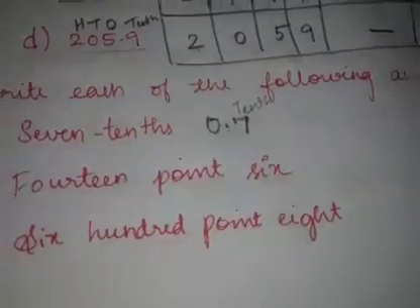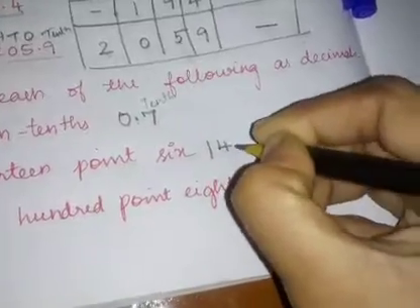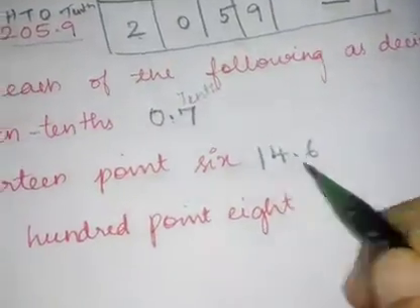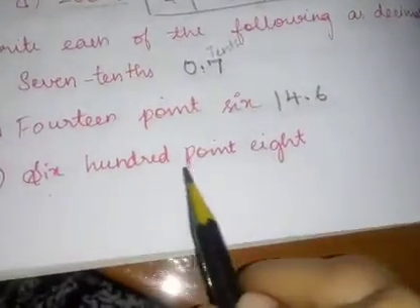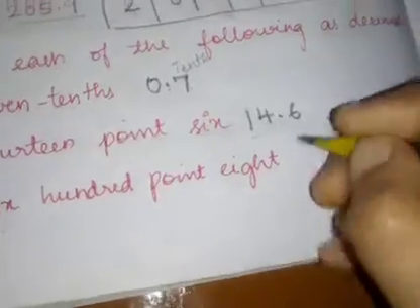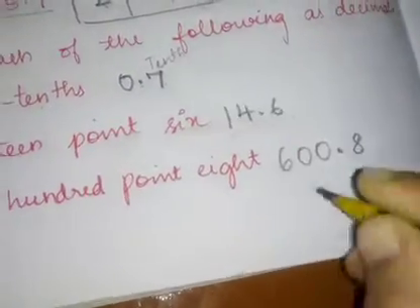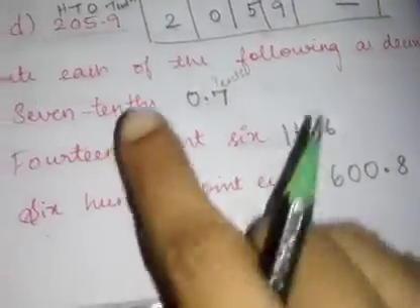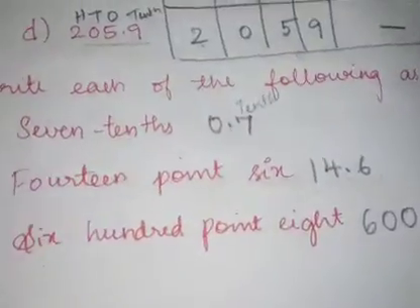Okay, previous to this decimal part, there is a decimal point: 0.7. Okay, next 14.6. So we will write 14.6. Easy. 14 is a 2-digit number, then 0.6. Okay, next 600.8. So this is how you will represent the numbers, which are in words, as a decimal number.